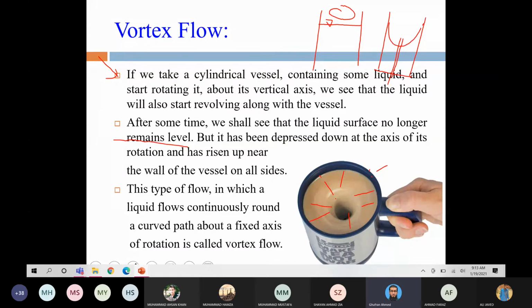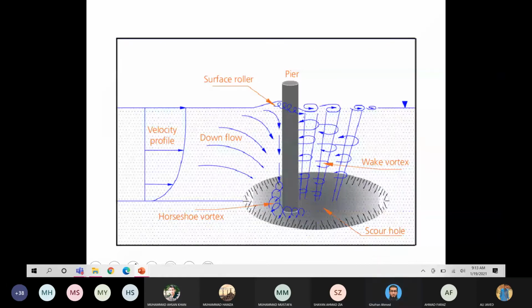So this type of flow in which a liquid flows continuously around a curved path about a fixed axis of rotation is called the vortex flow. I hope the basic understanding is clear to you.